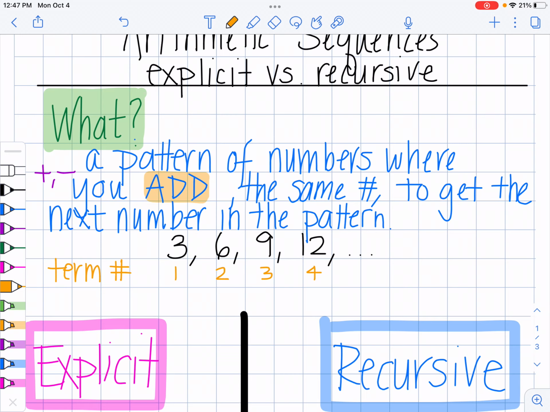And then something else that we want to pay attention to is how much we're adding every time. And that's something that's called the common difference. So this pattern is fairly easy to look at. You can say, all right, well here, to get from 3 to 6, you'll notice that you added 3. And to get from 6 to 9, you added 3. To get from 9 to 12, you added 3. This one was pretty easy to find. This is what's called the common difference.